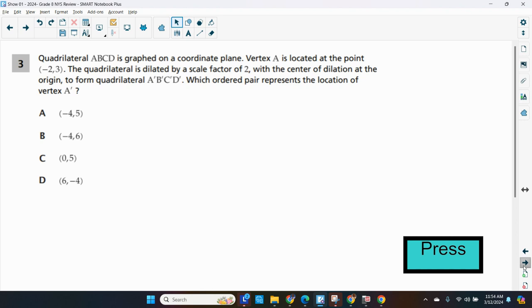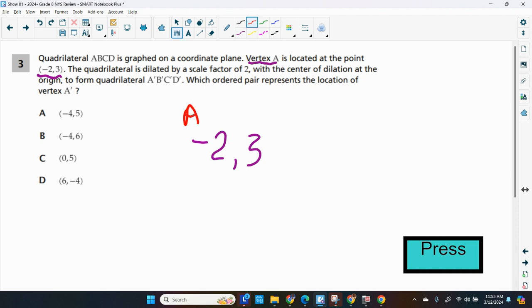So we're talking about point A, or vertex A, and let's get a marker. It's (-2, 3). That's where that is. So I'm going to write that down there. We want the new point that this would be. That's A, and we want A prime. So it's going to shrink or increase by a scale factor of 2.